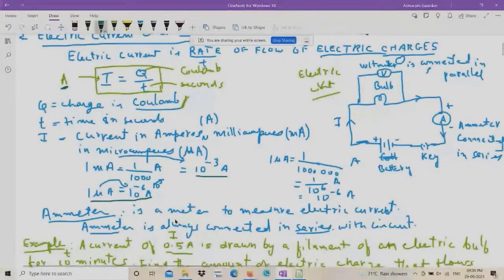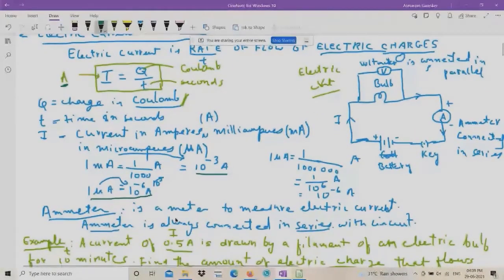So next we have to understand what an ammeter is. Ammeter is a meter to measure electric current.